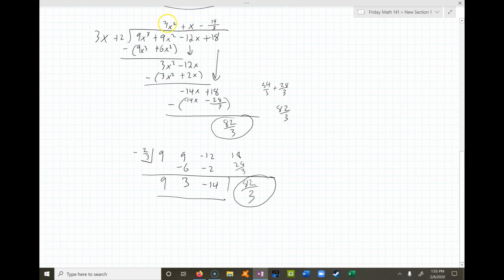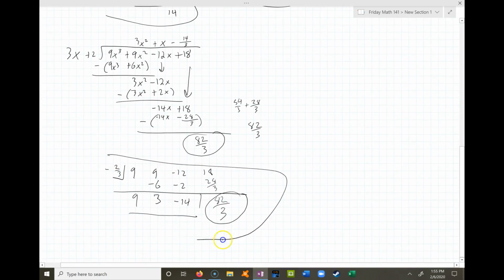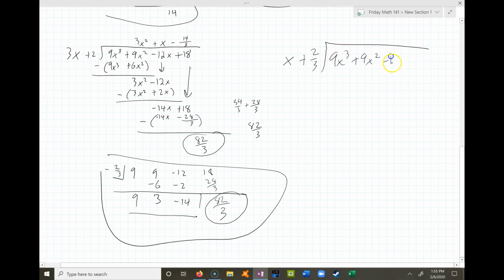So up here my coefficients are 3, 1, and negative 14 over 3. Here my coefficients are 9, 3, and negative 14. But we do notice that they're off by a factor of 3, because if I multiply everything in here by 3, I will get this, or if I divide each one of these by 3, I would get that. The difference is, remember, I'm dividing x plus 2/3 into 9x cubed plus 9x squared minus 12x plus 18. That's what I'm doing.